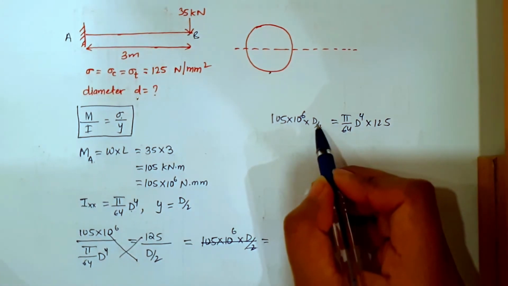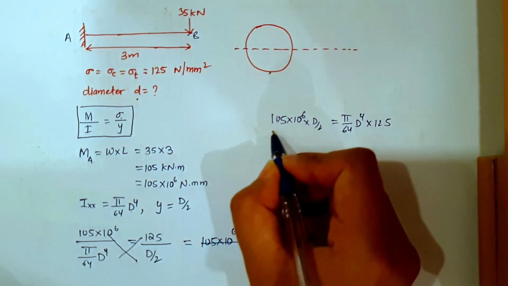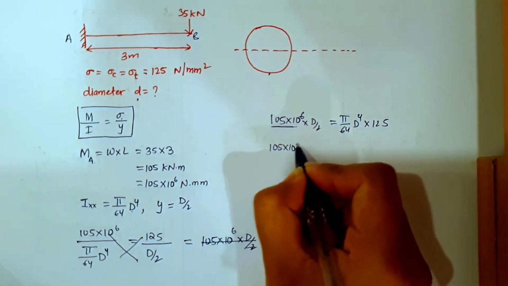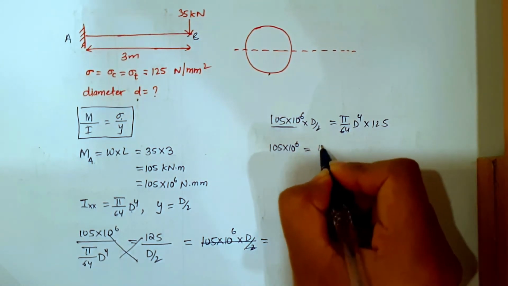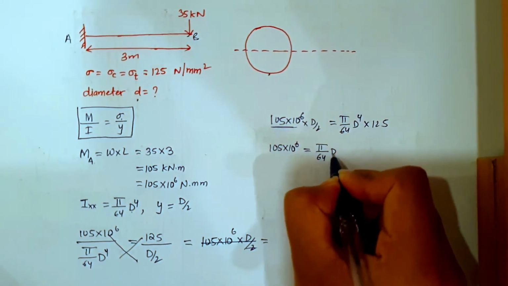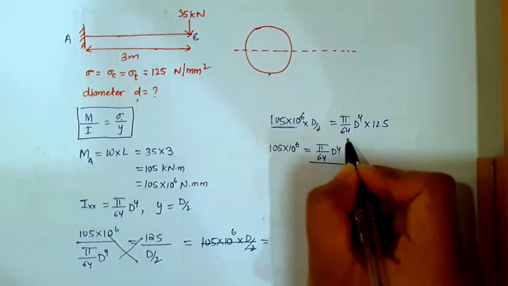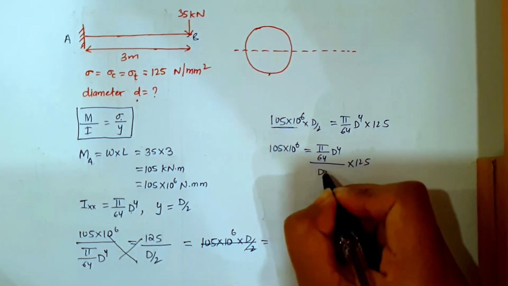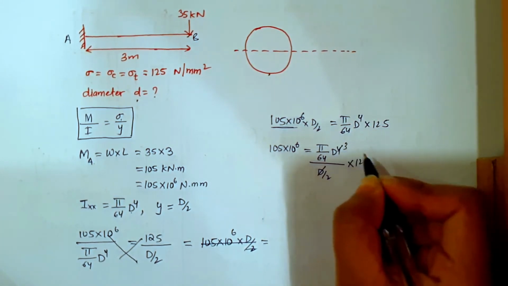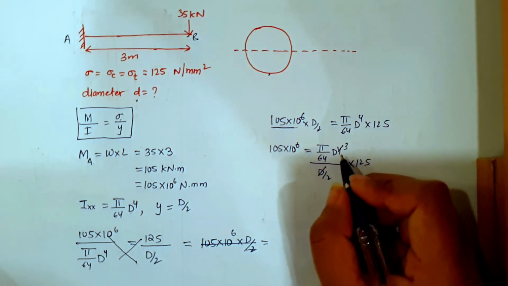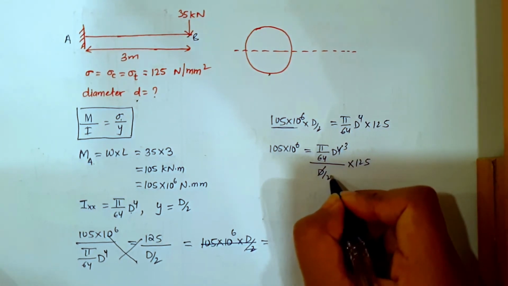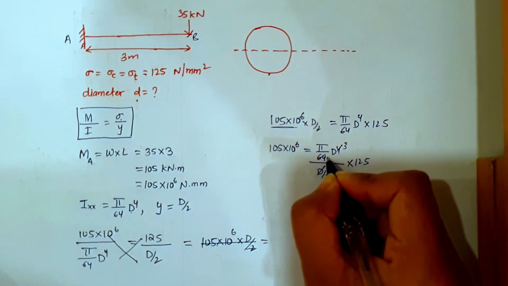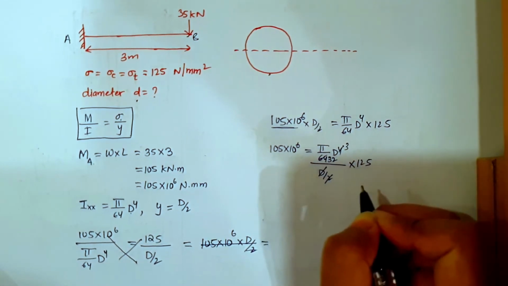Now what I'll do, I have d and d. So I'll keep this here as it is: 105 into 10 raised to power 6 equals pi by 64 d raised to power 4 divided by, I'll bring this to the denominator, d by 2 into 125. Now from here I can cancel this, and this will become pi by 64 d raised to power 3, and from here I can cancel 2: 2 into 32 will be 64.